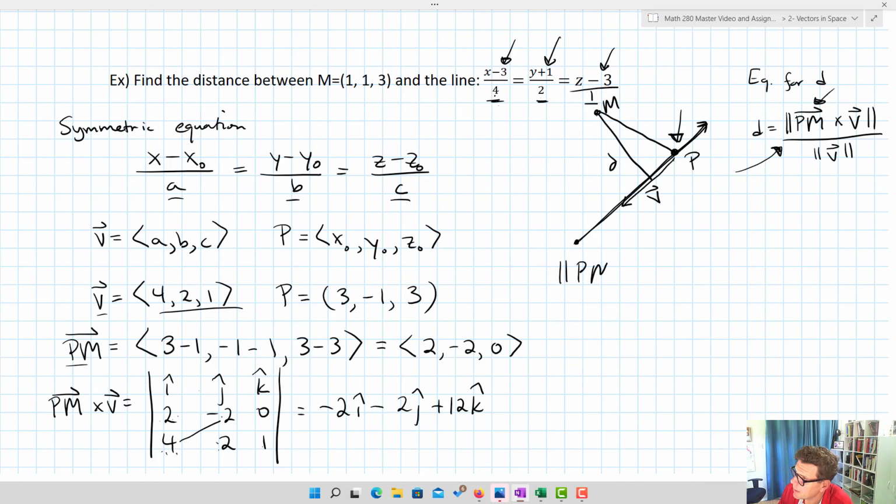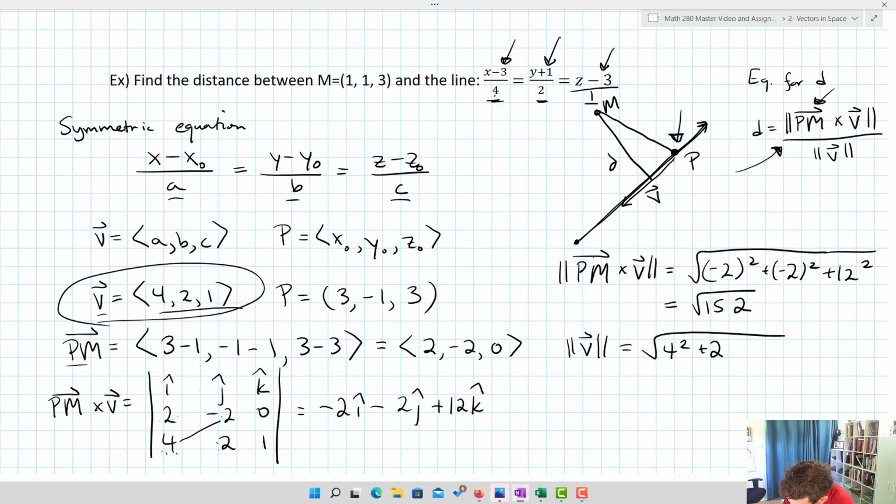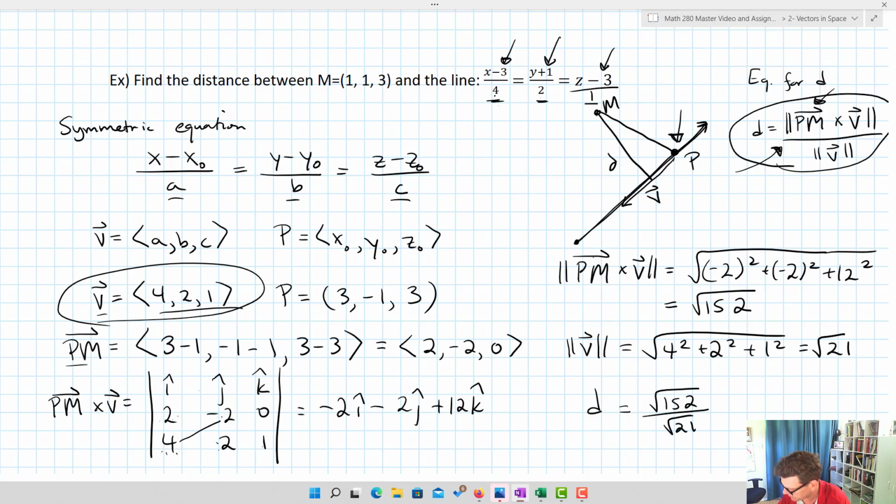So the magnitude of PM cross V is going to equal the square root of negative 2 squared plus negative 2 squared plus 12 squared, which ends up equaling the square root of 152. And then the magnitude of V is going to equal the square root of 4 squared plus 2 squared plus 1 squared, which is 16 plus 4 plus 1, equal to root 21. So my distance, plugging it into this equation, is going to end up equaling the square root of 152 divided by the square root of 21. And that's how we found the distance between the point and the line.